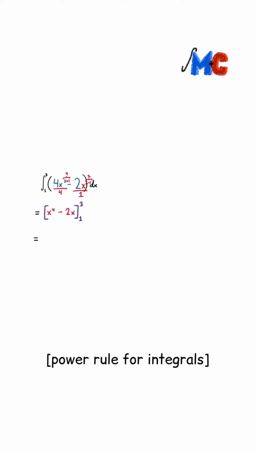integral at 1. This means we can go ahead and plug 3 into our expression here, and then subtract from it the same expression but with 1 plugged in. At this point, all we have to do is simplify, and we find that the final answer is that this integral is equal to 76.